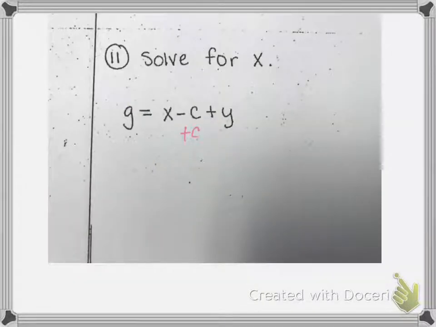Okay, solving for x. I'm going to move my c and my y over by adding c and subtracting y. That gives me g plus c minus y equals x.